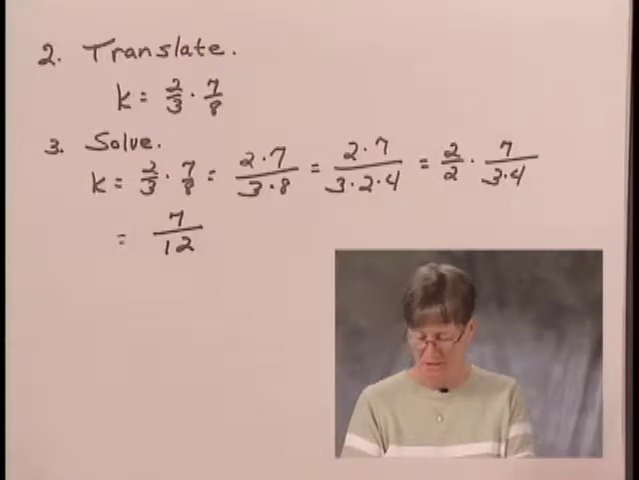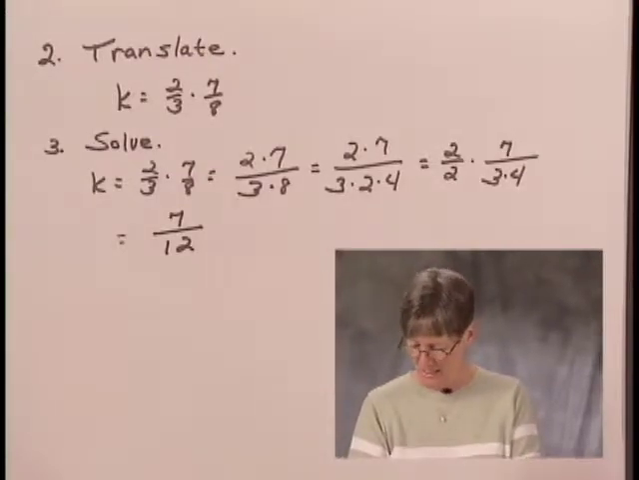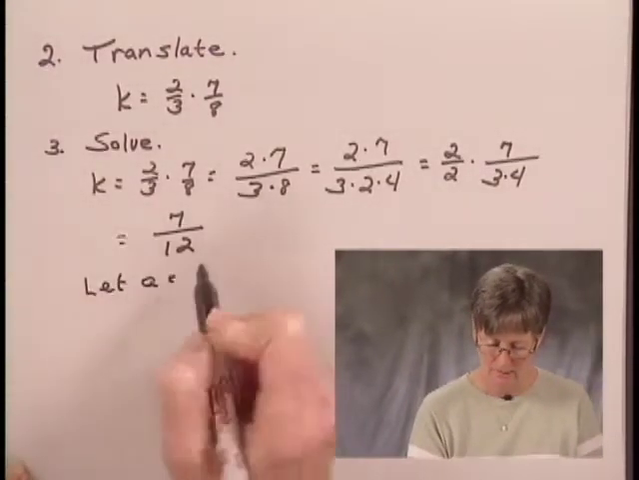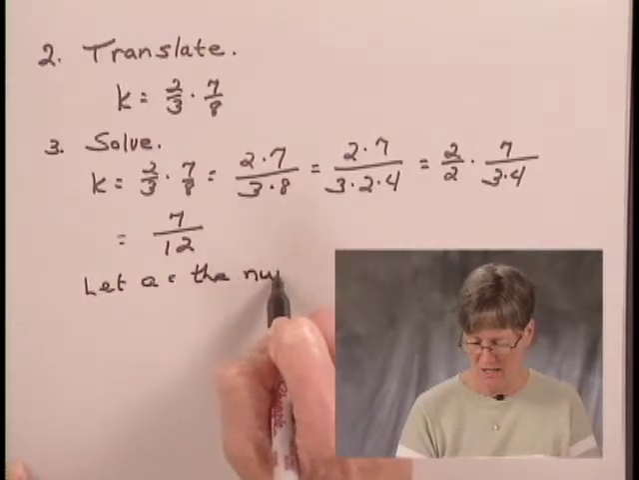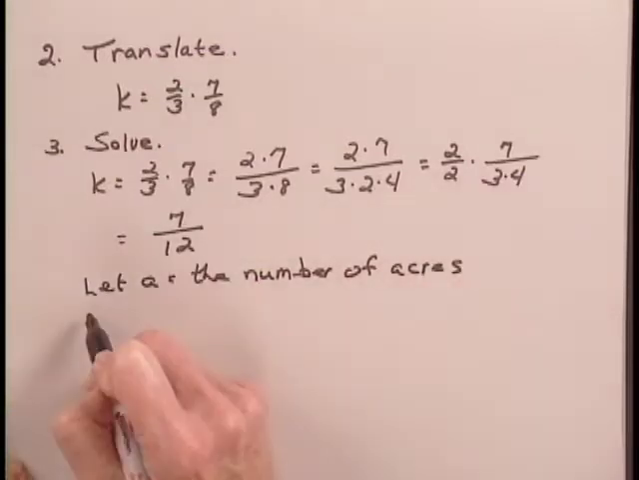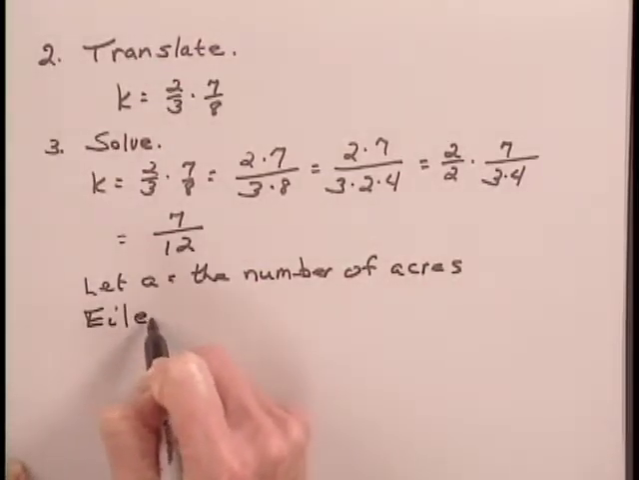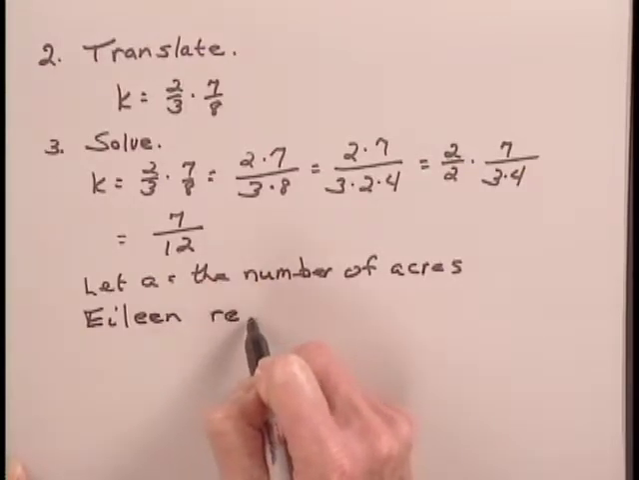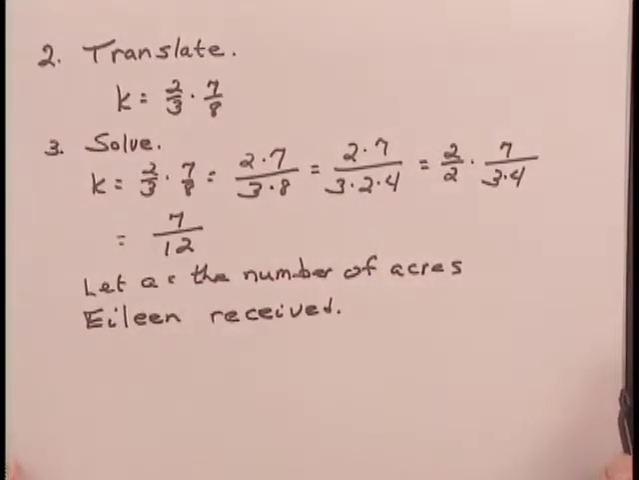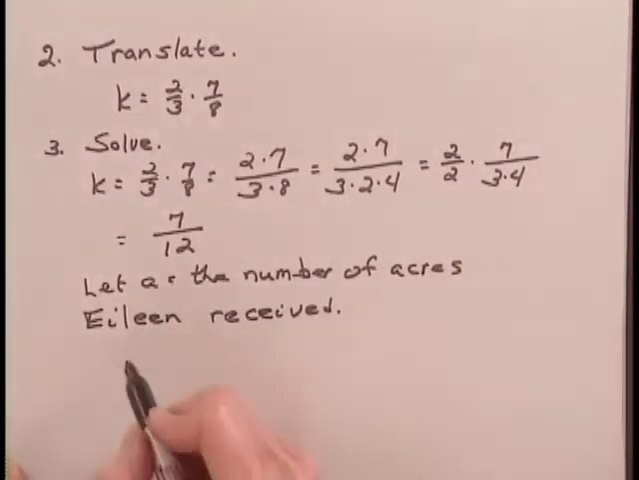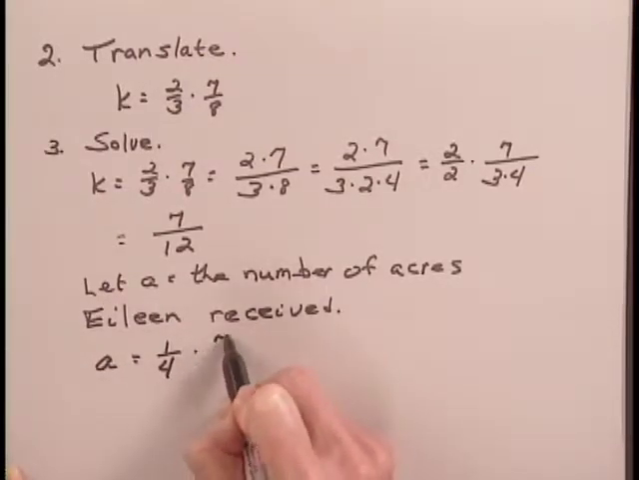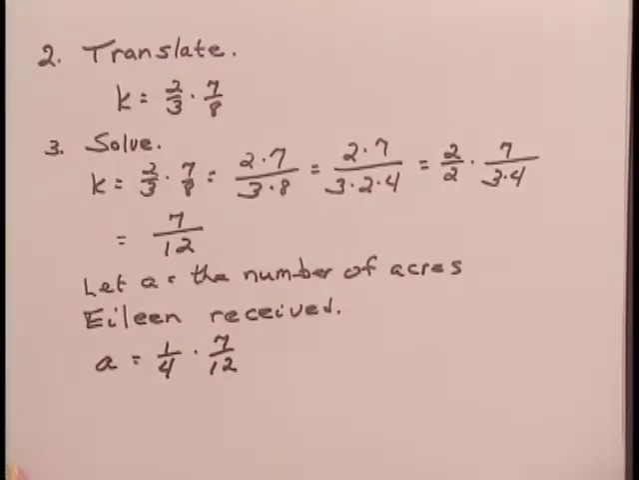Now we need to find how much land his daughter Eileen received. And we need to write an equation for that. Let's let A equal the number of acres Eileen received. Now remember, Eileen received 1/4 of what Carl received. So A, what Eileen received, is 1/4 of the 7/12 acre that Carl got.